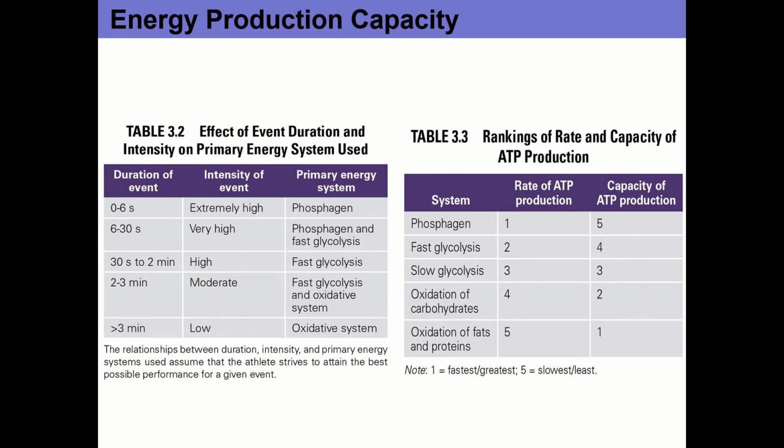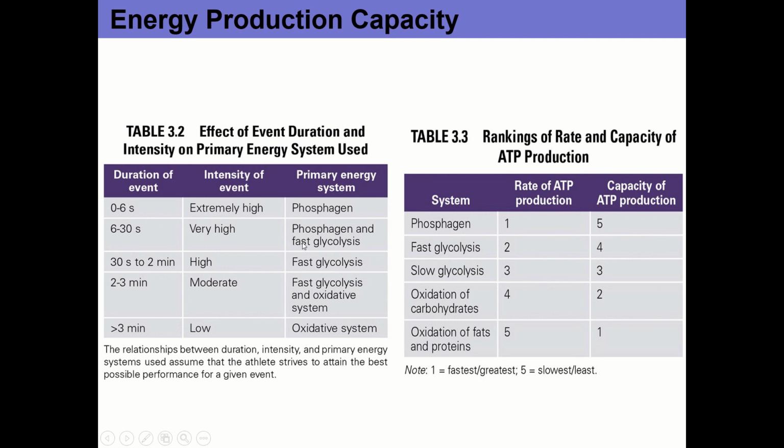So a couple little tables that hopefully are useful for you. If our event is 0 to 6 seconds, obviously it's pretty high intensity. You're going all out as hard as you can for 6 seconds. That's going to use the phosphagen system. We go a little bit longer and thus a little bit slower. Still pretty high intensity if you're going all out for 30 seconds. So that's the phosphagen system and glycolysis.